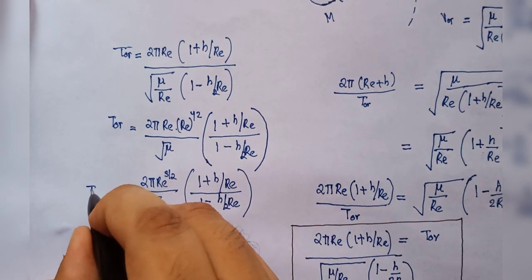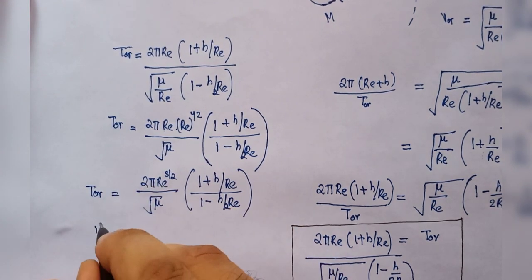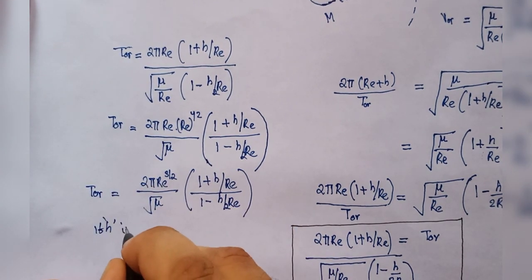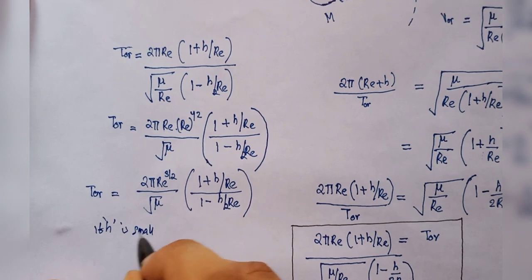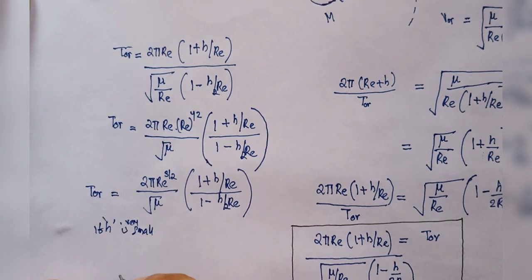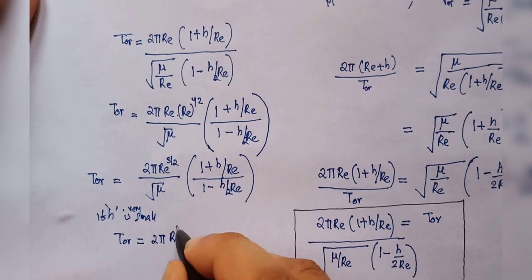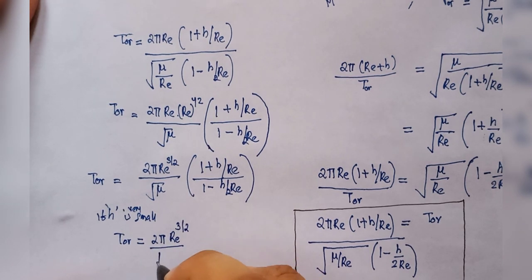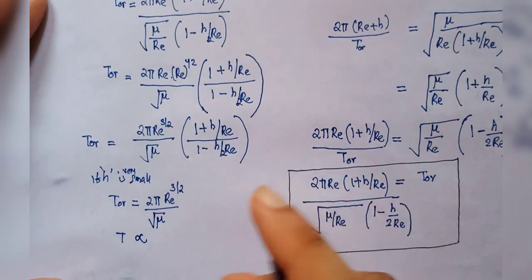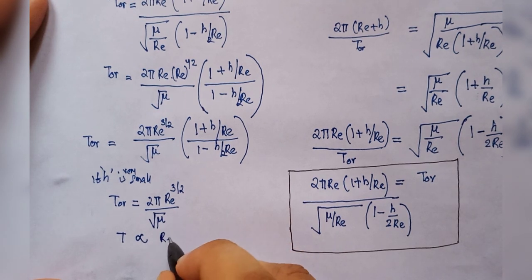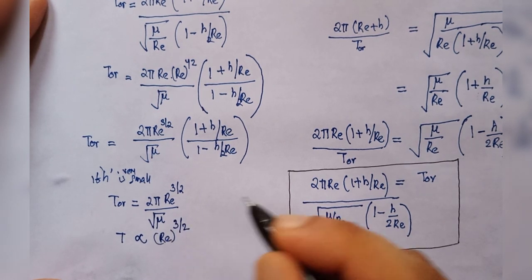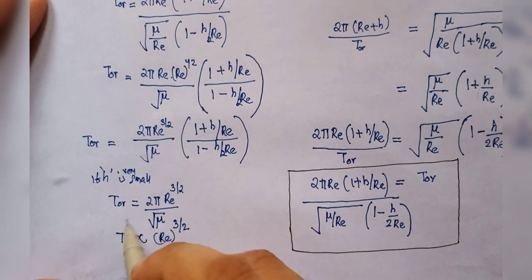So ultimately you end up with, if h is very small, T orbit, which gives a very interesting result: 2 pi RE to the power of 3 by 2 divided by root of mu. So this is nothing but your T is proportional to RE to the power of 3 by 2. This is nothing but Kepler's law of periods.